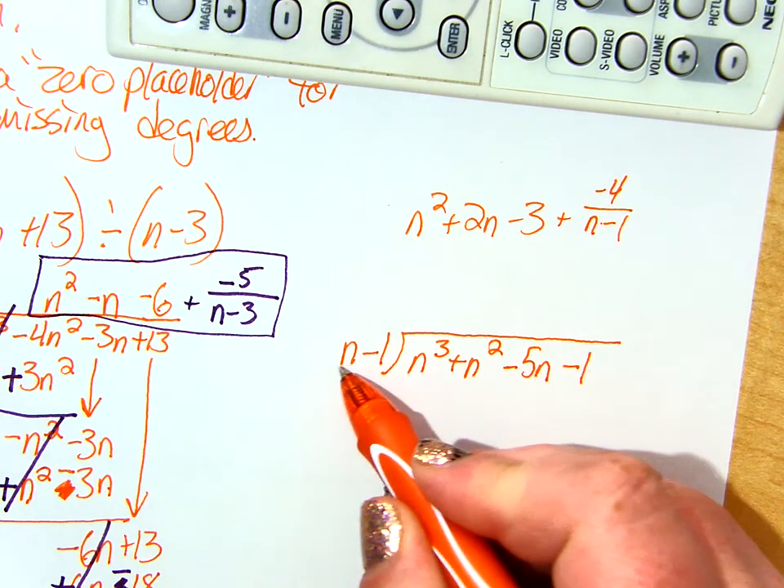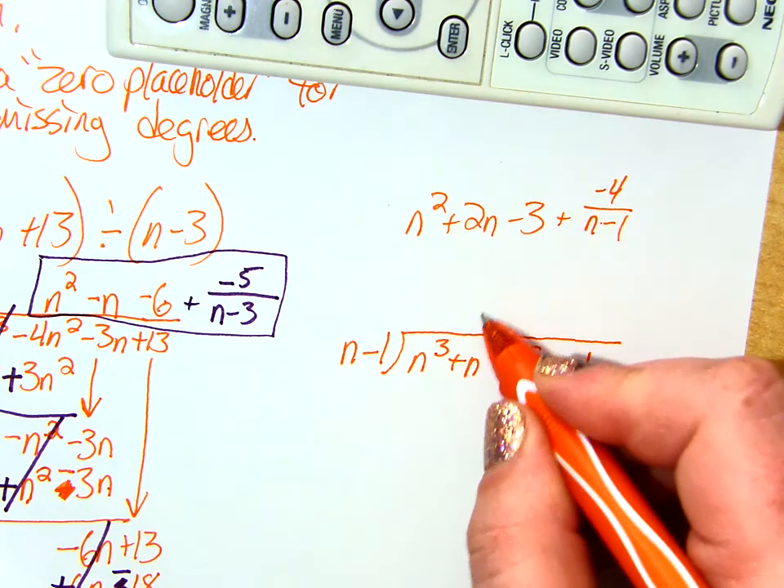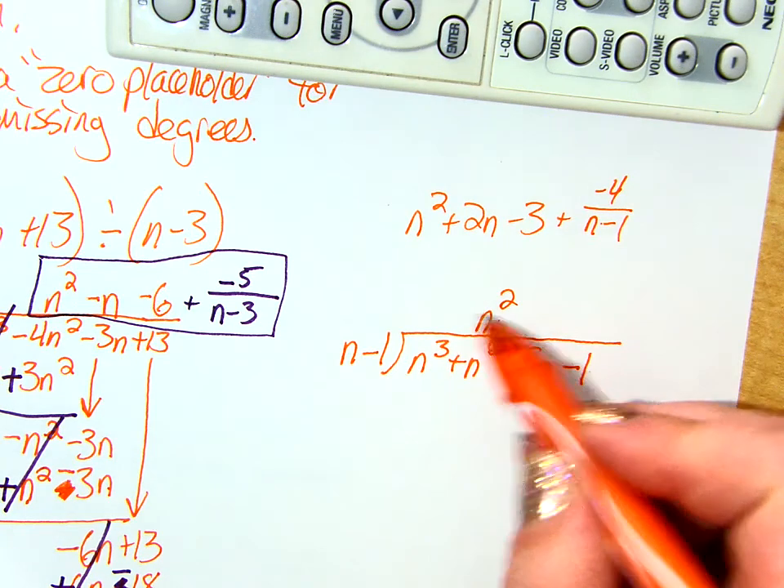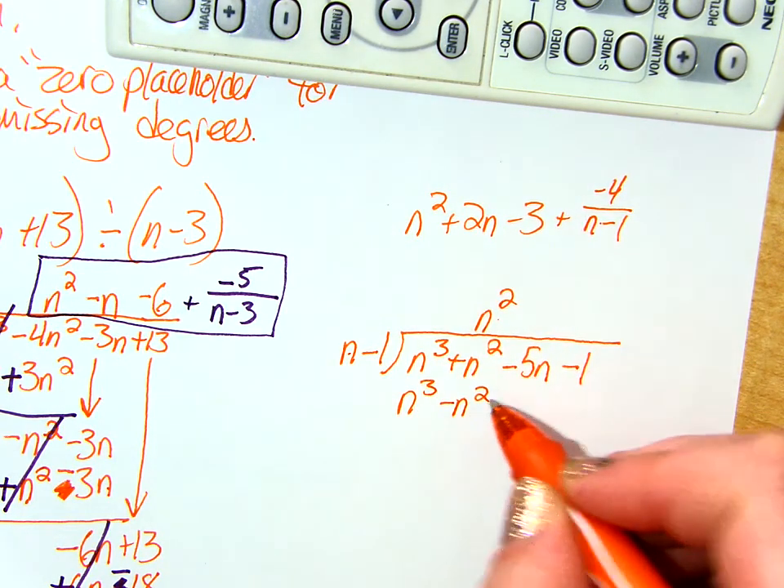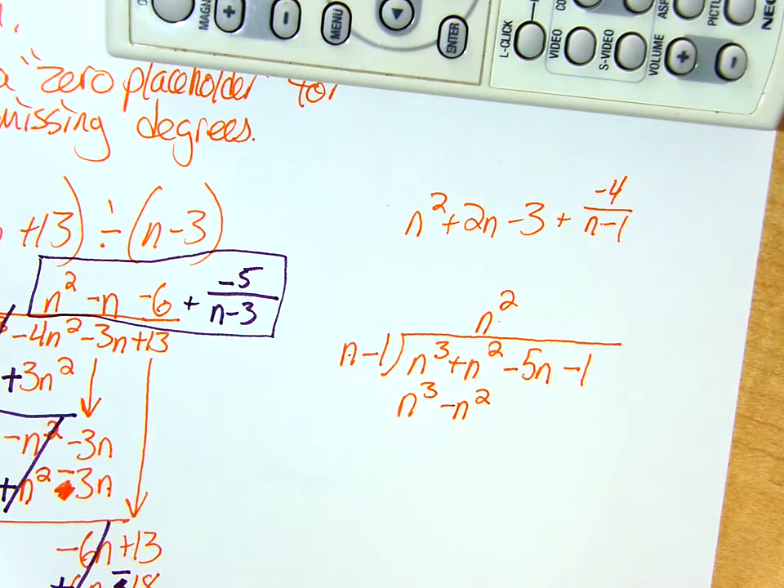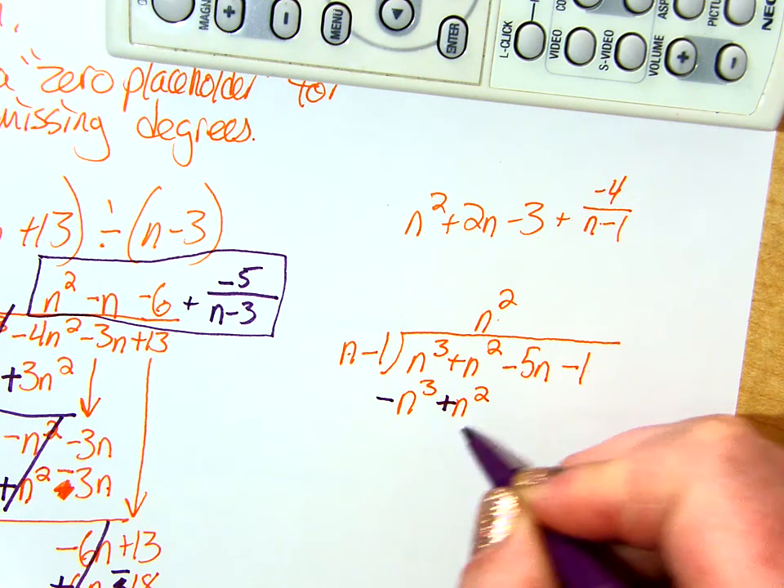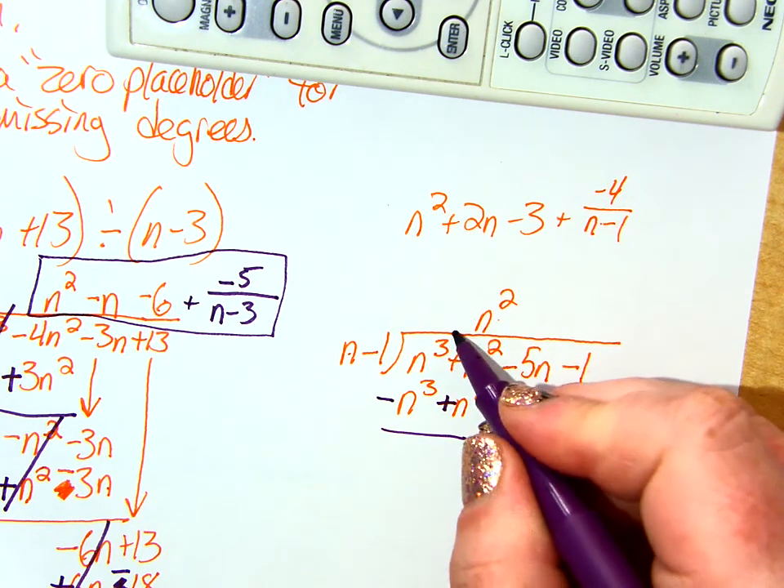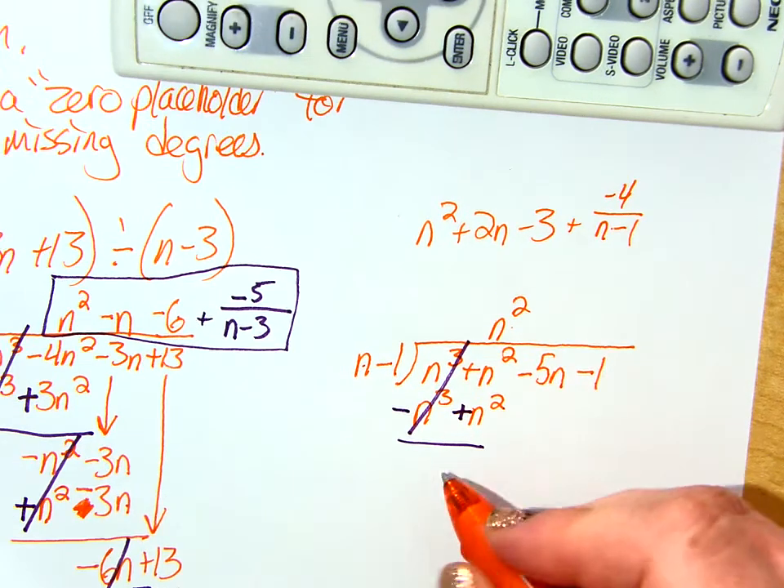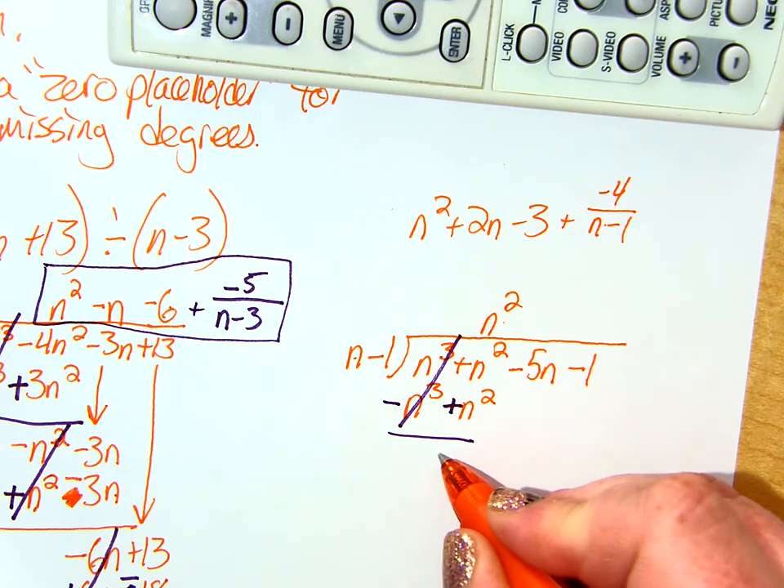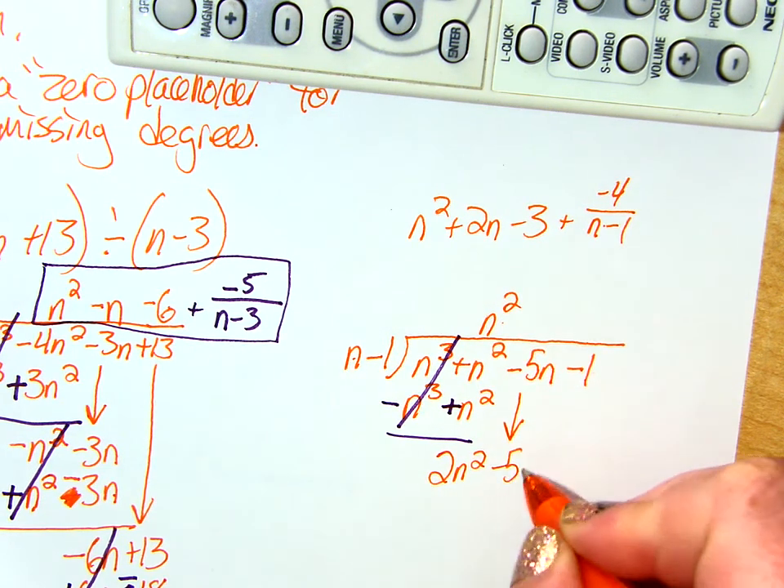So I'm multiplying. I gotta ask myself, what do you multiply n by to get n to the third? That'd be n squared. So n squared goes up top. I'm gonna multiply n to the third minus n squared. However, you need to subtract that whole line. So you're now a minus and you turn into a plus. Those first terms cancel just like they're supposed to. n squared plus n squared gets me 2n squared. Bring down the negative 5n.